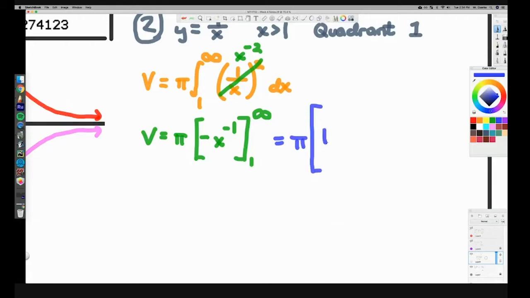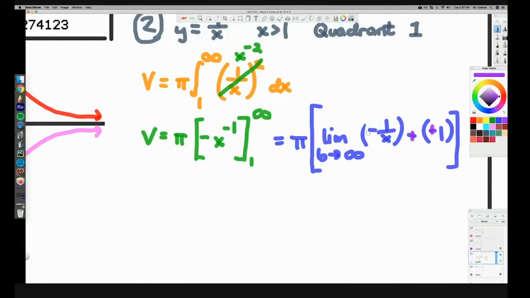Okay, we're plugging in infinity, so I'm actually going to use the limit here as b goes to infinity. So we're going to plug infinity in first. So you're going to have negative 1 over x, minus, then when you plug 1 in here, it's just going to be negative 1. You with me? Yep.